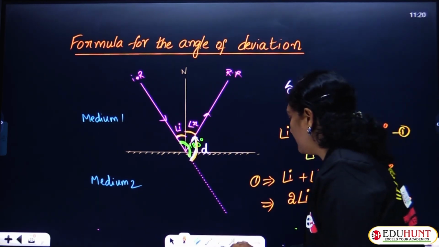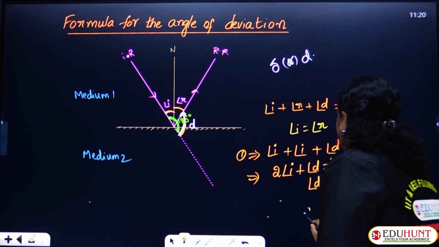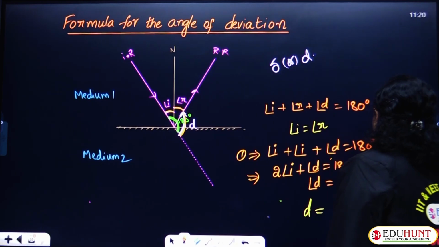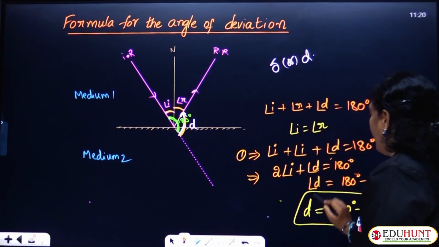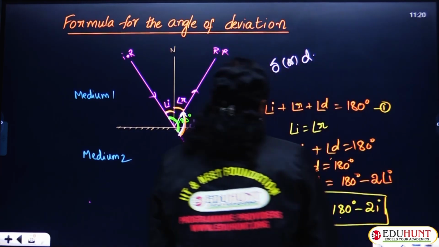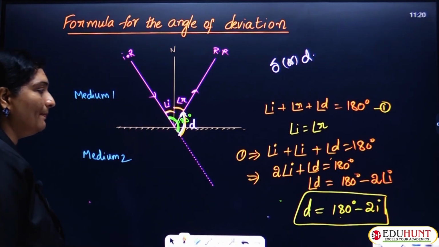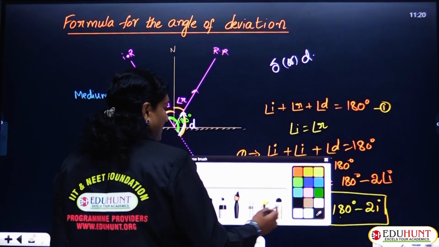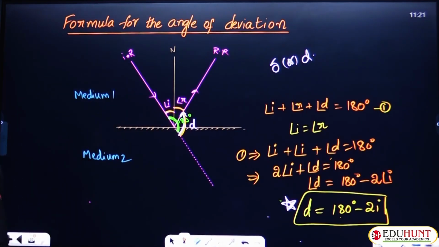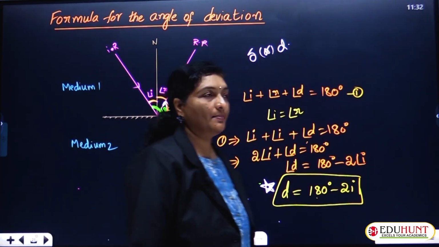Or in other simple terms, D is equal to 180 degrees minus 2I, where D indicates the angle of deviation and I indicates the angle of incidence. So, the formula for angle of deviation is D equals 180 minus 2I. To be remembered, children, most important formula. So, angle of deviation is equal to 180 minus 2I. So, we observe that D is equal to 180 minus 2I.